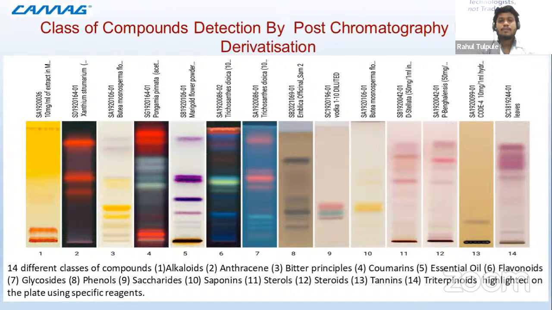Then class of compounds detection by post chromatographic in situ derivatization. There are different classes of compounds which can be analyzed using HPTLC techniques, like alkaloids, anthraquinones, terpenoids, tannins, coumarins, essential oils, flavonoids, and a lot more.